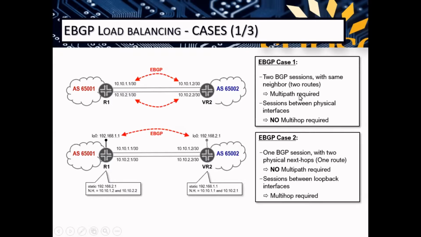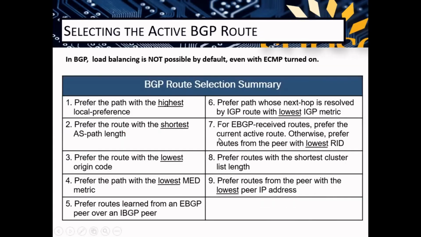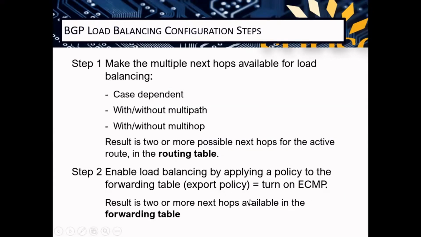Now, what is this doing? Let me go back to that decision process. Basically, it's telling the router not to check EBGP, whether the route was received before, not to check the router ID, not to check the peer IP address. So it's basically stopping the decision process before it goes all the way down to lowest IP address. So I can have those 2 next hops available.